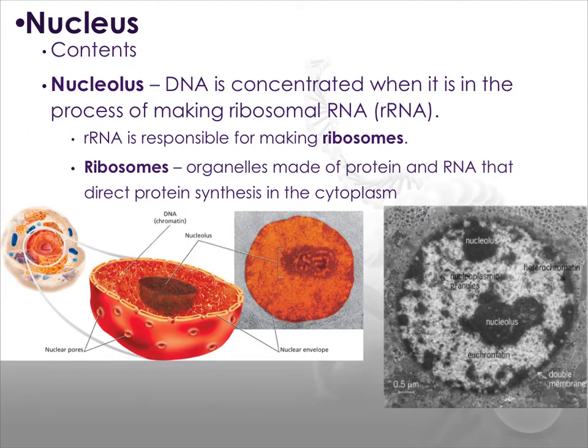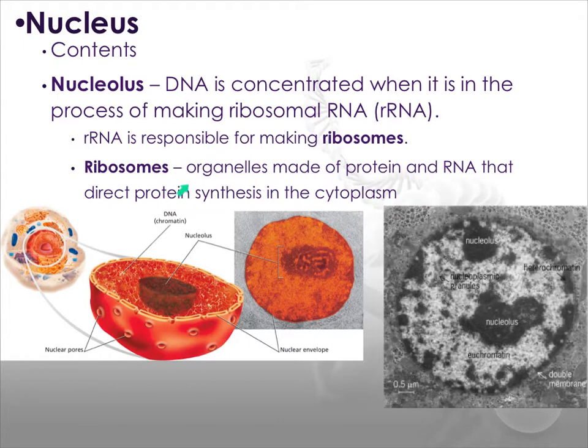The nucleolus, the center here, okay, it's much more dense. When you're looking at it through a microscope, you'll be able to tell it is a much denser, darker part of the nucleus. This is DNA that is concentrated when it is in the process of making ribosomal RNA. So the nucleolus is going to be responsible for making ribosomal RNA, which is going to be seen as rRNA, little r RNA. This is responsible for making ribosomes. So the genetic code that is responsible for making ribosomes is going to be inside of this nucleolus.